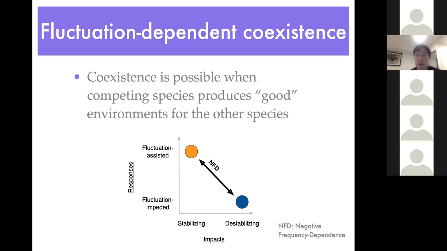So what is relative nonlinearity? It is one of the fluctuation-dependent coexistence mechanisms. It is just saying that coexistence is possible when competing species produce good environments for the other species. So if you plot the impact on the x-axis and the response on the y-axis, coexistence is possible when species 1 is stabilizing the fluctuations, but its response is rather fluctuation assisted. It prefers fluctuating environments, whereas the other species is better at producing fluctuations, but it prefers stable environments. And in this case, it results in negative frequency dependence in community dynamics, and two species can coexist via fluctuations.